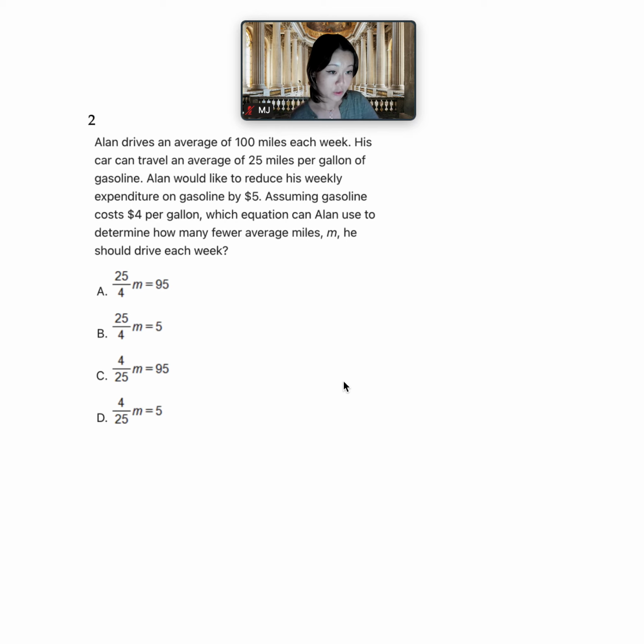So being able to convert between different units is going to be a very valuable skill to have on the SAT. And there's different ways to answer this question. You can answer this question in about 5 seconds. You can also answer it in a longer way with unit conversion. I'm going to show the longer way first.